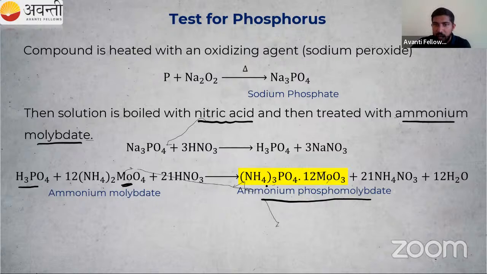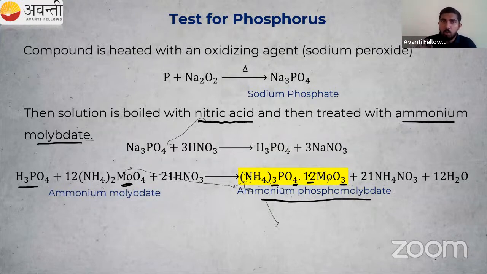How to remember? There is 3, NH4 thrice. Here also O3. So starting with 3, ending with 3. Then here we have 4. So 3 into 4, that is 12. So (NH4)3PO4·12MoO3 is formed here. So that is ammonium phosphomolybdate.